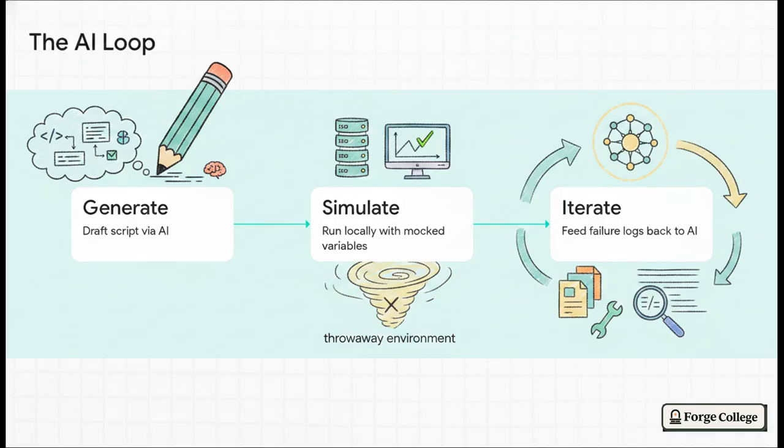First, you generate the draft with your AI intern. Second, you simulate running it locally in a throwaway environment. Think of this like a crash test dummy facility. You want to crash the car into a wall here, not out on the public highway.